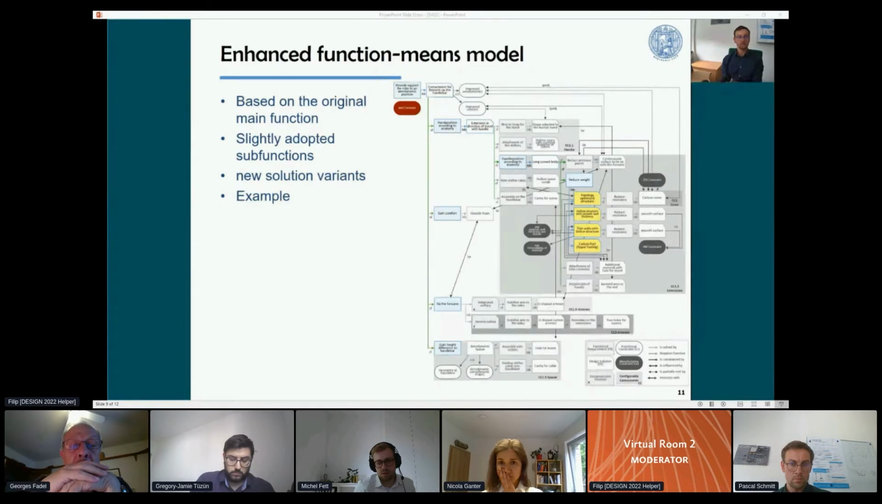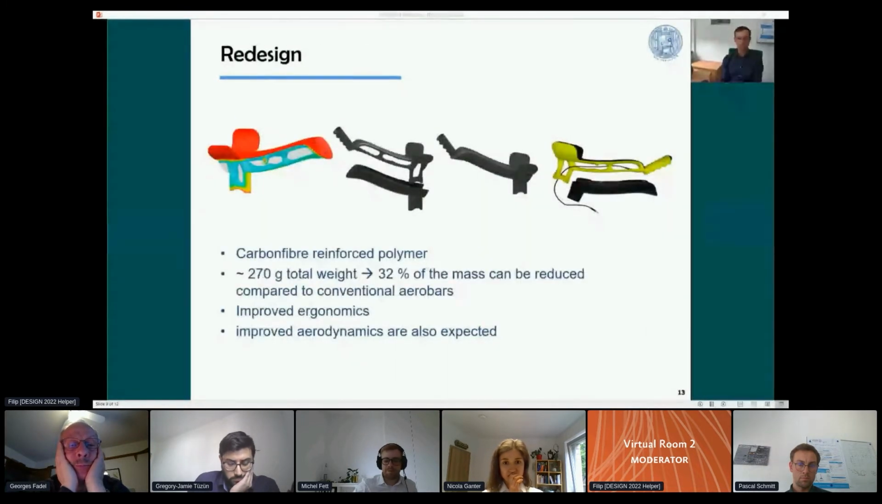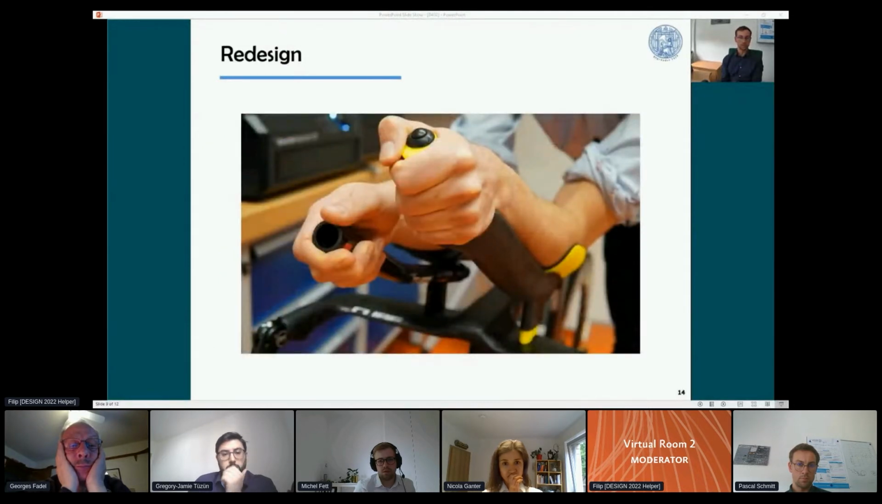So this model set a base for an assessment where a promising approach was considered further. This one is based on a parameterized and topology optimized model with a carbon shell. You can see this result here. In addition to the main goal of saving weight, with a 32% mass reduction compared to conventional bars, this also includes improved ergonomics and a potential improvement in aerodynamics. You can see the result here as well.